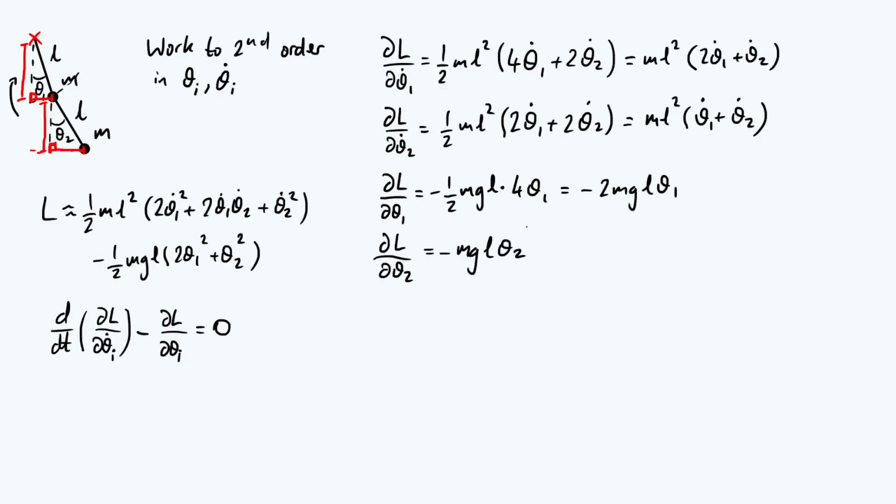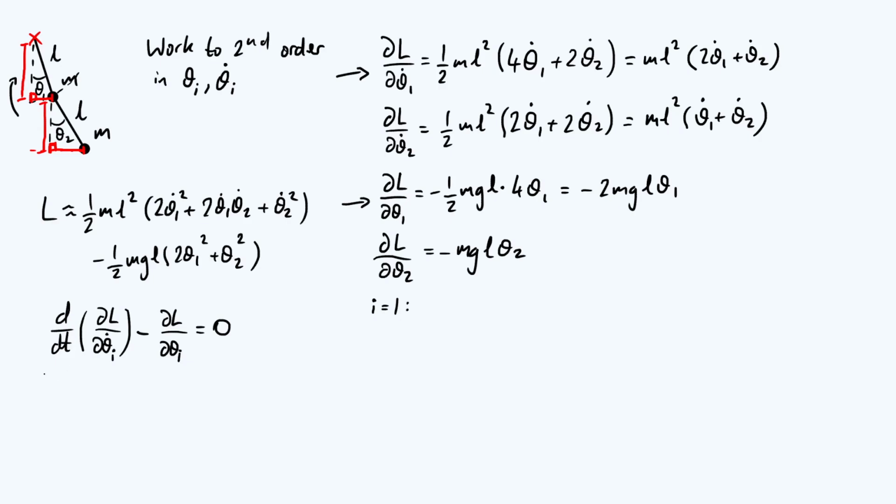Right, so if we take all of that stuff and plug it into the Euler-Lagrange equations, let's first think about the i equals 1 equation. So when i equals 1, we care about this derivative and this derivative, because those are the ones involving θ₁ and θ₁-dot.